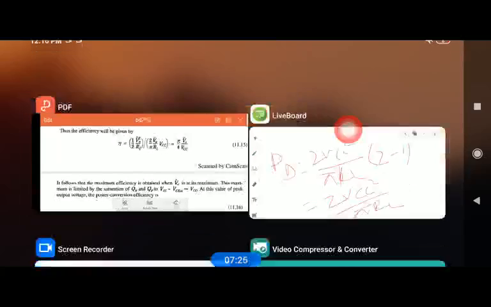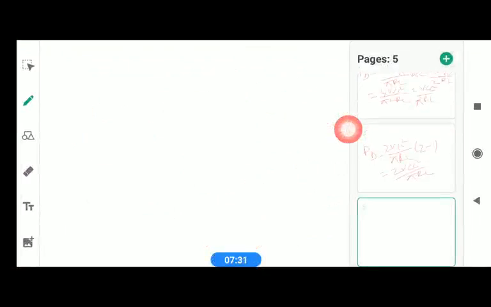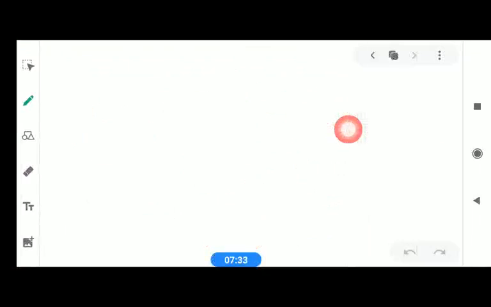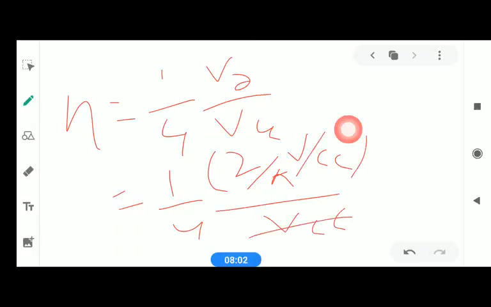If you equate it in the efficiency equation, which is 1 by 4 into V0 by VCC, we equate V0 at PD max, which is equal to 2 by pi into VCC, divided by VCC, and VCC gets cancelled.